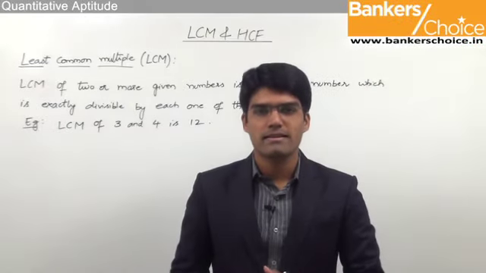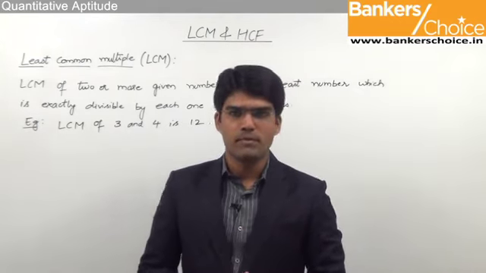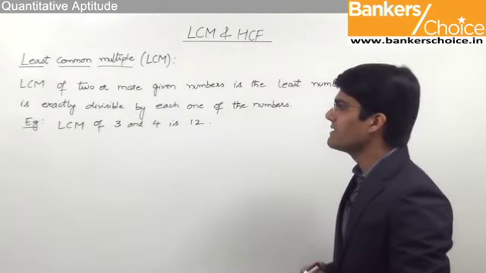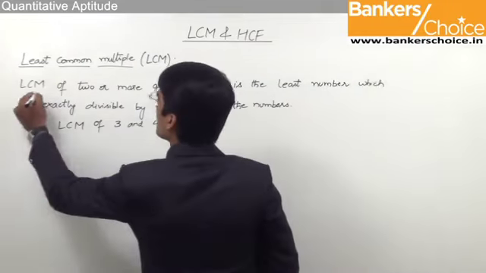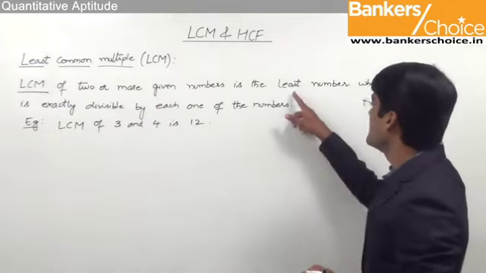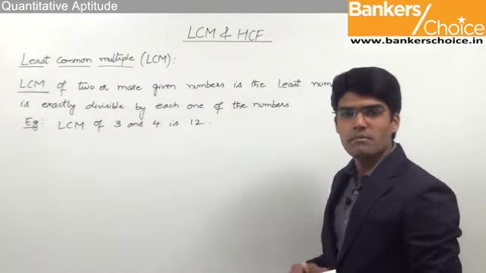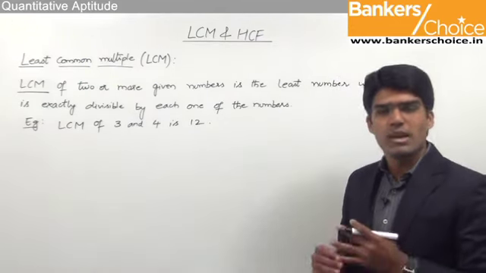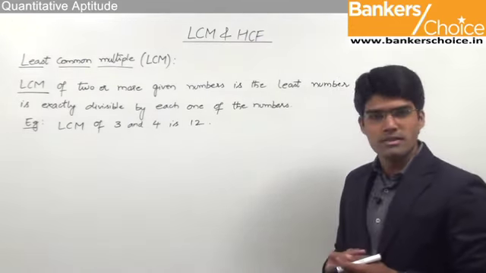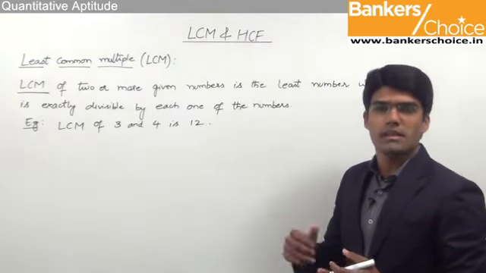After learning about factors and multiples, let us now understand what is meant by LCM. LCM, as I've already mentioned, is least common multiple, and LCM of two or more given numbers is the least number which is exactly divisible by each one of the numbers. We have already understood what is meant by an exact division. So LCM of two or more given numbers is that smallest number which is divisible by all the given numbers.